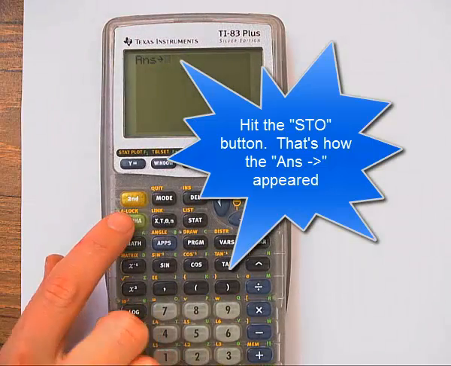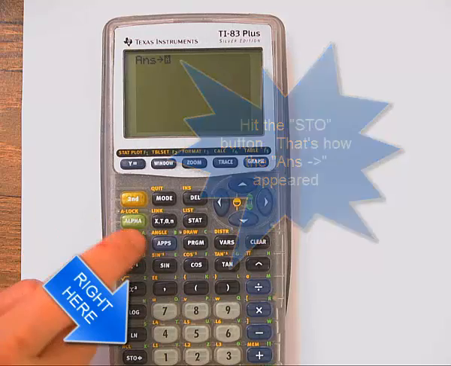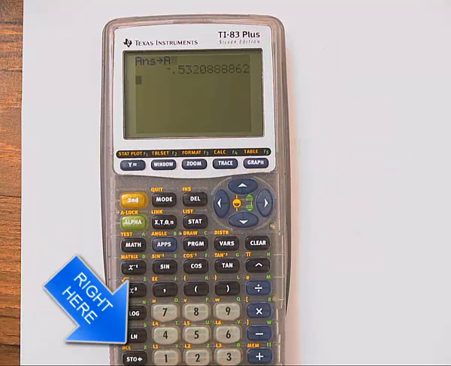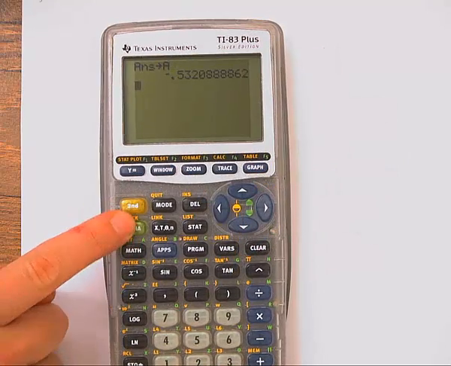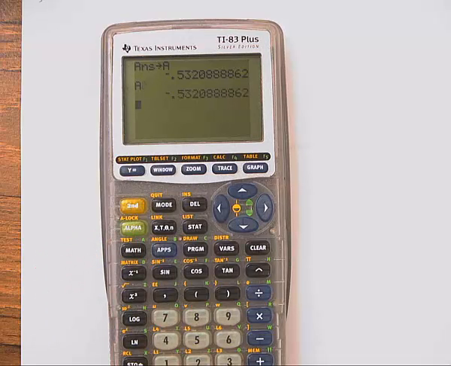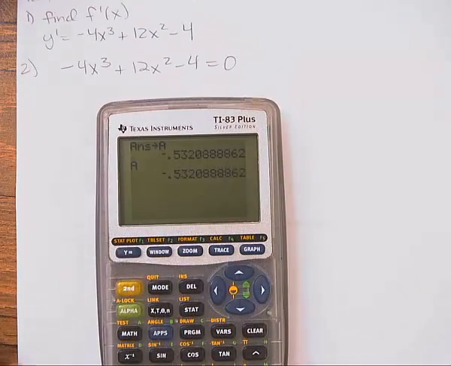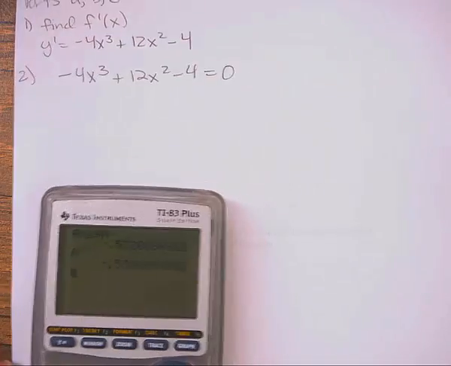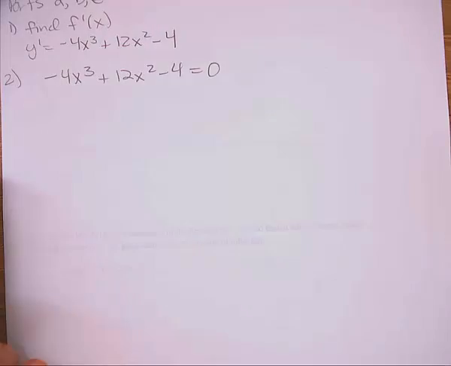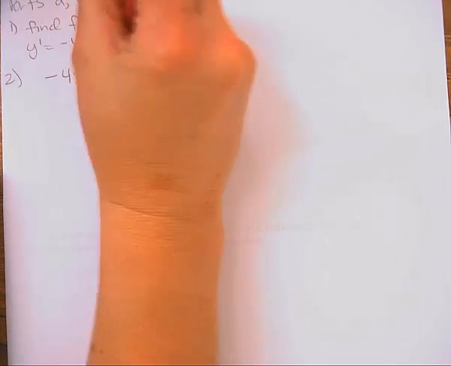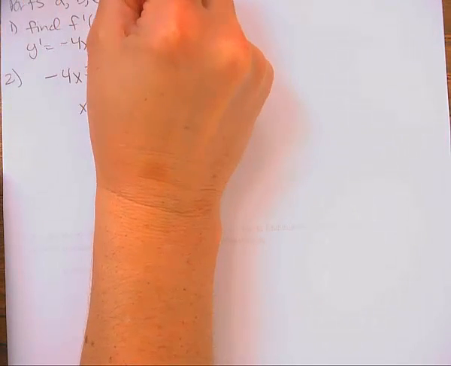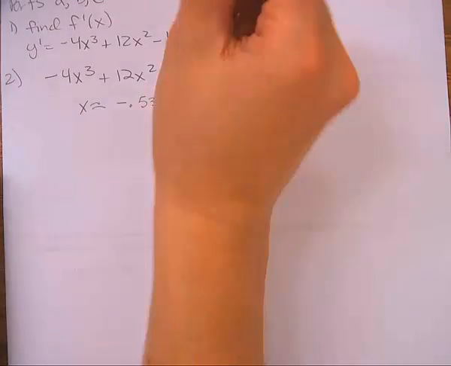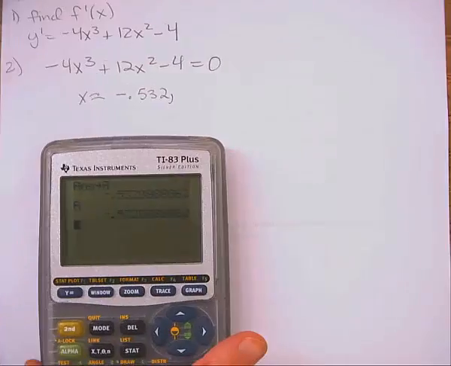And I'm going to store it as a letter. So I'm going to hit alpha A. So now, anytime I hit alpha A, it'll give me that number. And then now maybe I'll write it on my paper as well. So my first place where the derivative is 0 was at negative 0.532. That's the first place. Now I'm going to go ahead and find the second and the third.